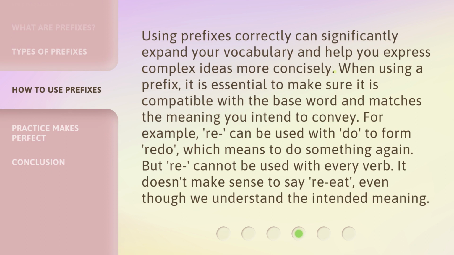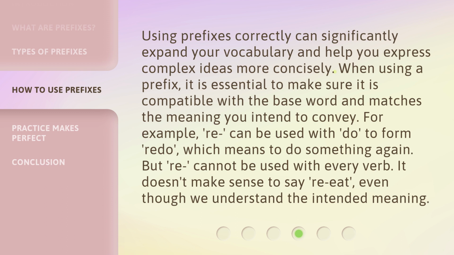Using prefixes correctly can significantly expand your vocabulary and help you express complex ideas more concisely. When using a prefix, it is essential to make sure it is compatible with the base word and matches the meaning you intend to convey.